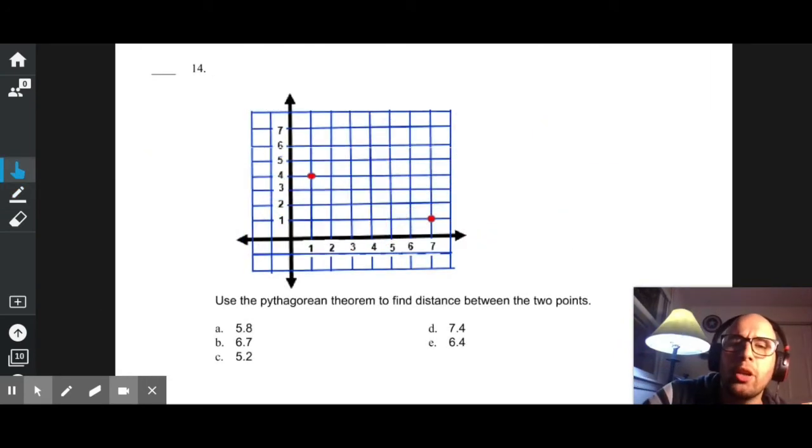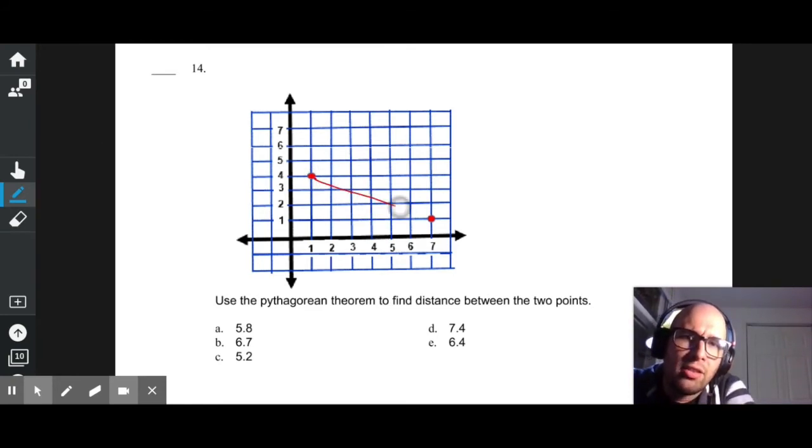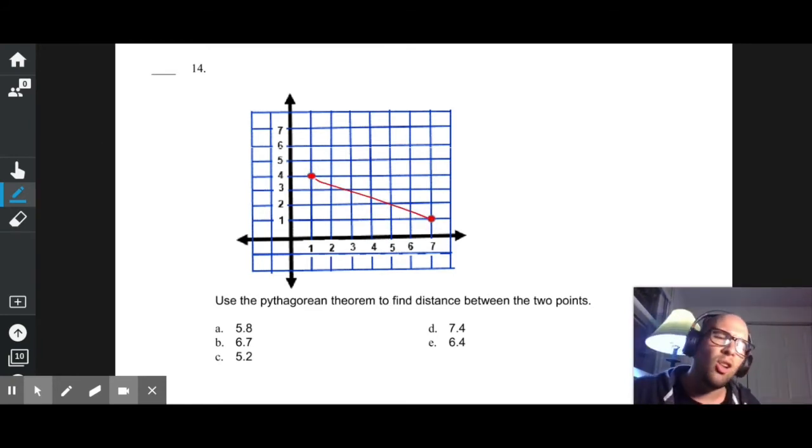Use the Pythagorean Theorem to find the distance between the 2 points. We've done this 2 times now. Let's do it a third. I need to find that distance right there. If you've been wondering the last couple times we did this, why can't we just count the blocks? If it's a diagonal, I can't count the blocks.